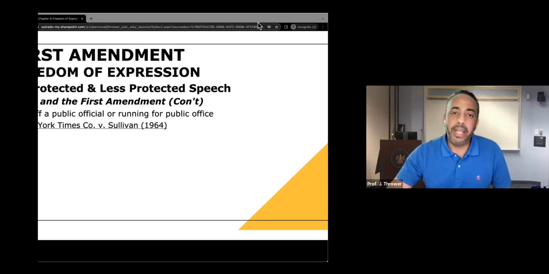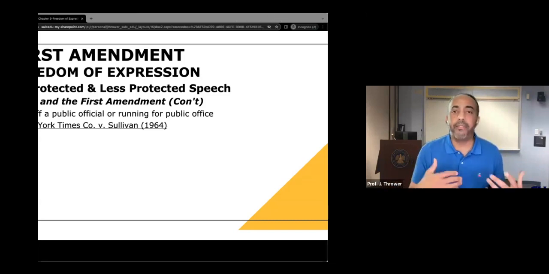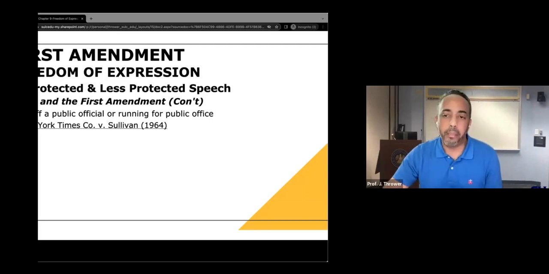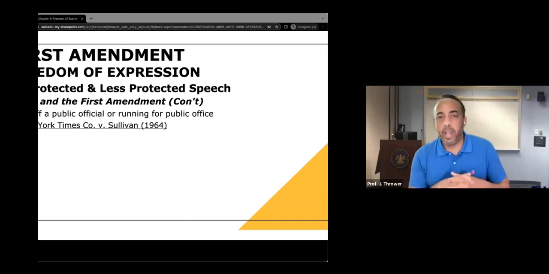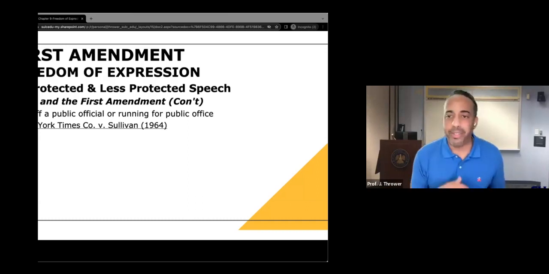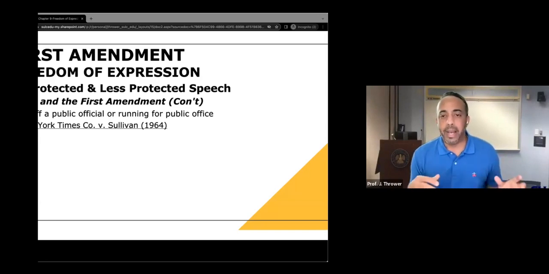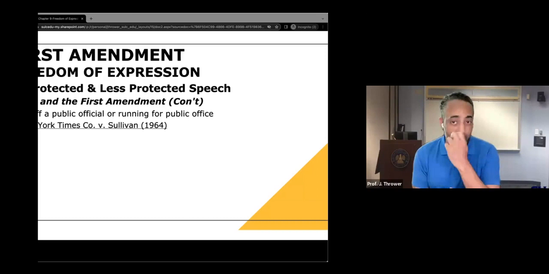In that particular case, Sullivan was an elected official in the city of Montgomery, Alabama. He brought a libel suit against 4 Black ministers and the New York Times based on a full-page ad that had been published in the paper describing various acts going on in Montgomery and the state of Alabama that hampered the progress of civil rights in the state, right?